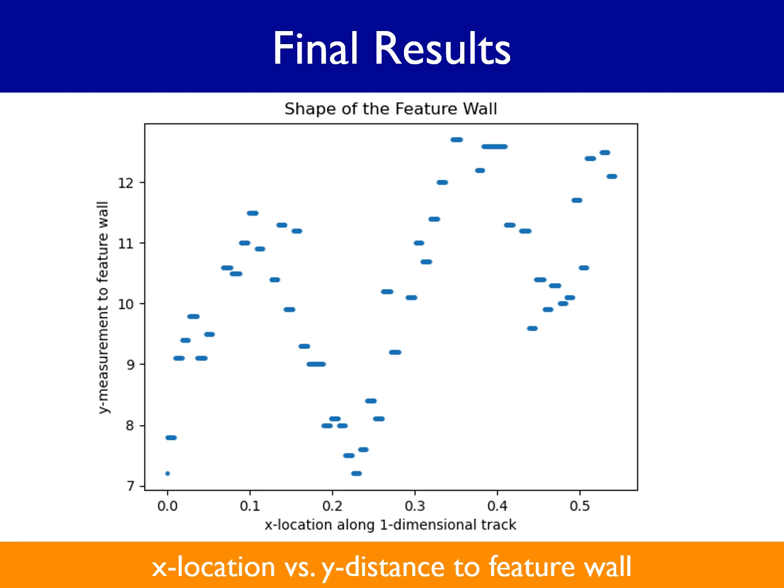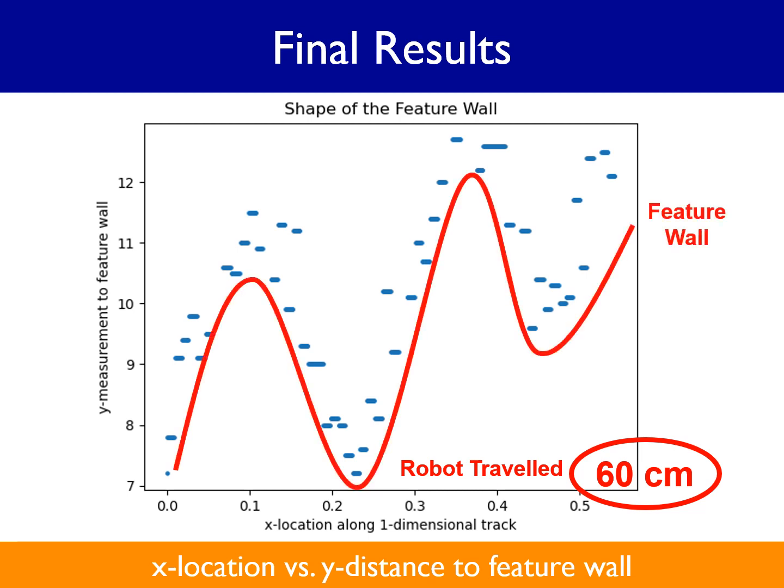These are the actual results. You can see that the GraphSLAM algorithm calculates the distance the robot has traveled down the track and then cross-references that with the measurements it detects to the feature wall.